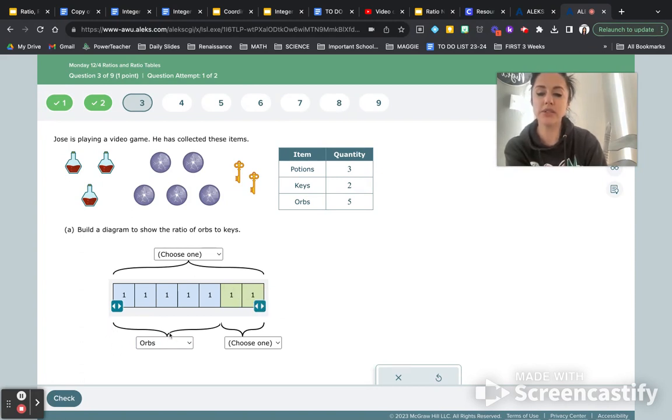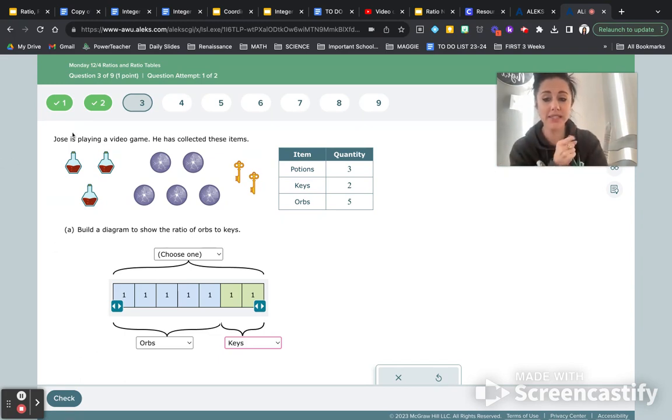Notice this little swirly mark down here is just focusing on the blue, right? Those are my orbs, 1, 2, 3, 4, 5. And this little swirly mark right here is just pointing on the green. So that's 1, 2 keys. That's why I'm going to label that one keys. Well, if I've already labeled orbs and I've already labeled keys, what do you think this swirly mark up here is going to represent? Without even giving you any options, what do you think it represents?